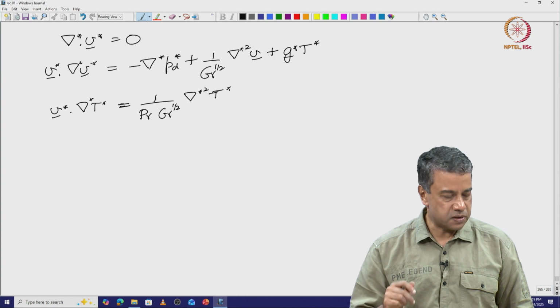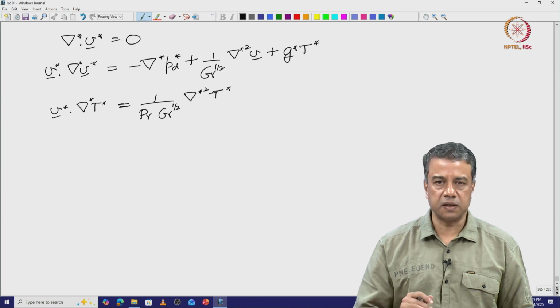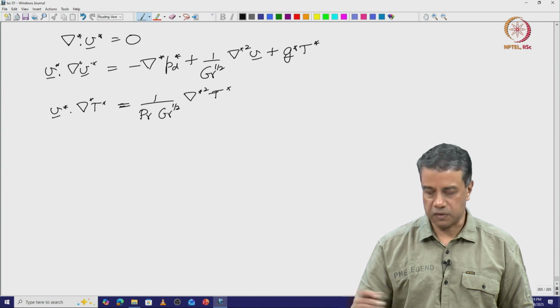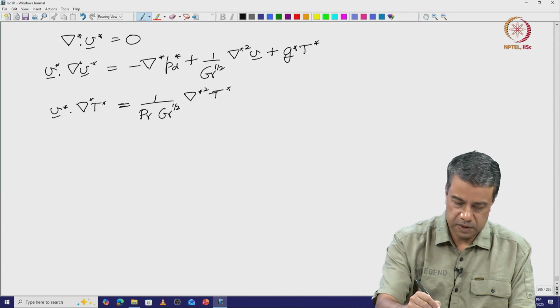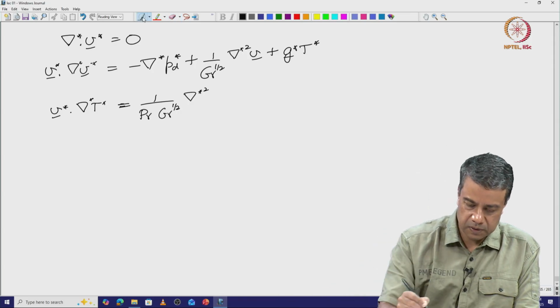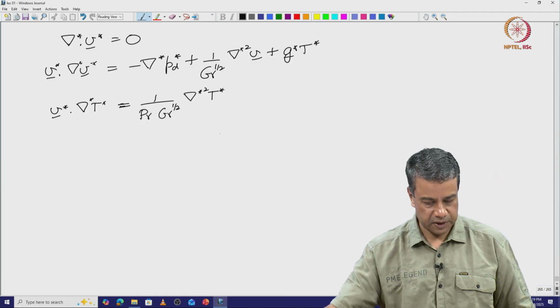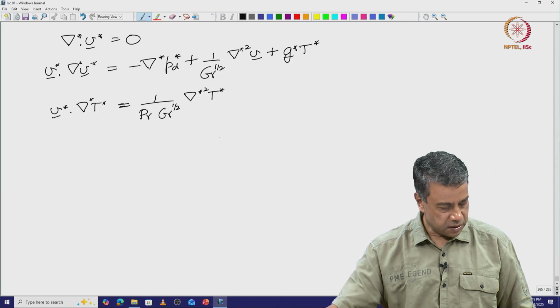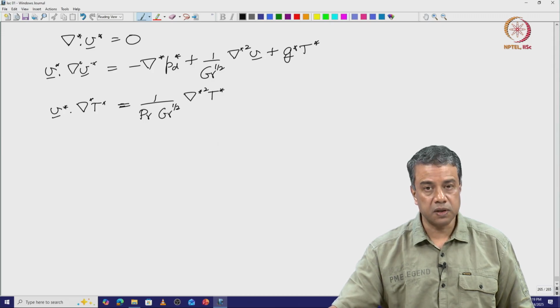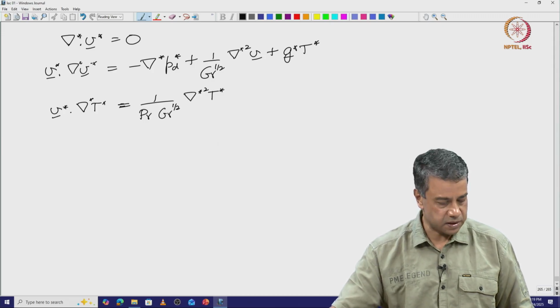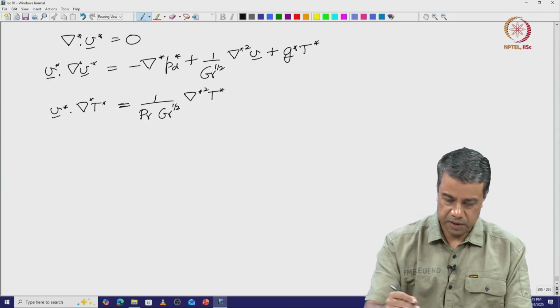We will not solve the equations, we will just use scaling relations to find out what is the magnitude of the heat flux. So, let us restrict our attention to a two-dimensional system.